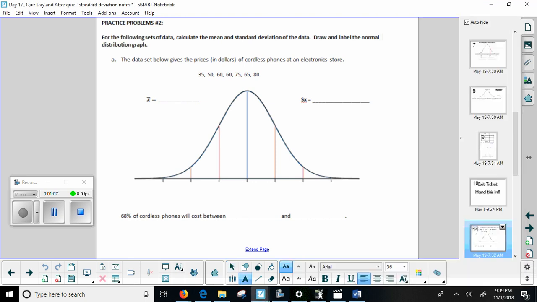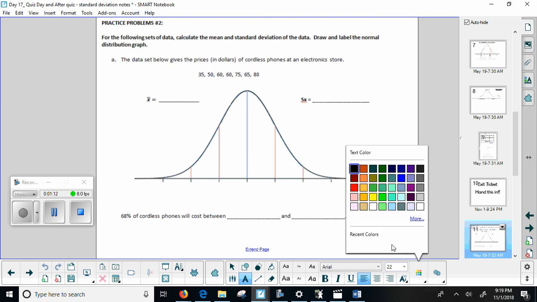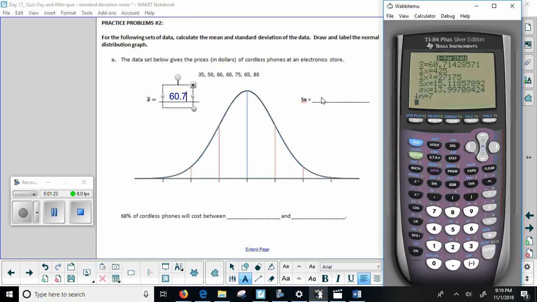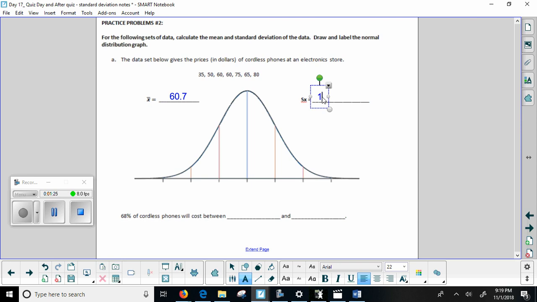Make that smaller. Okay, and then my standard deviation is, we'll call it 15.1. Okay, so now that I've got my mean and my standard deviation, I already told you that the mean always goes in the middle here. So this is going to be 60.7. My mean goes in the center.